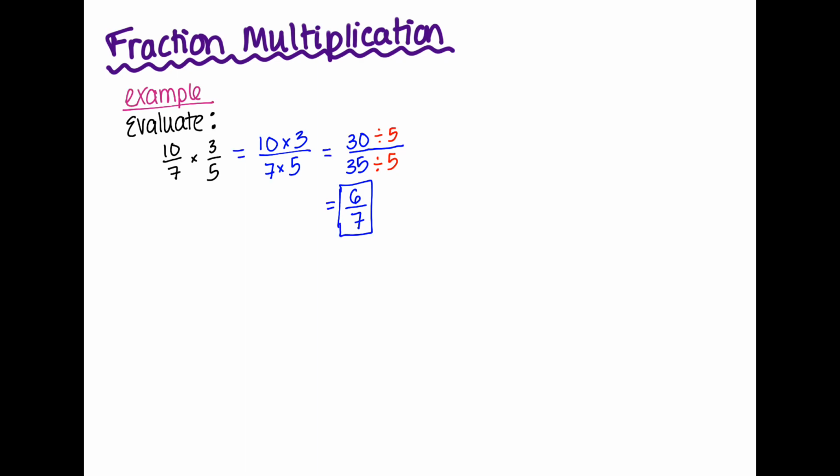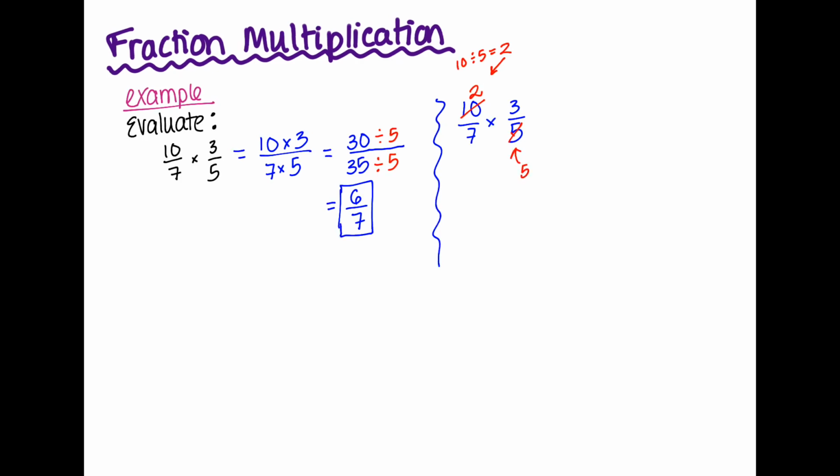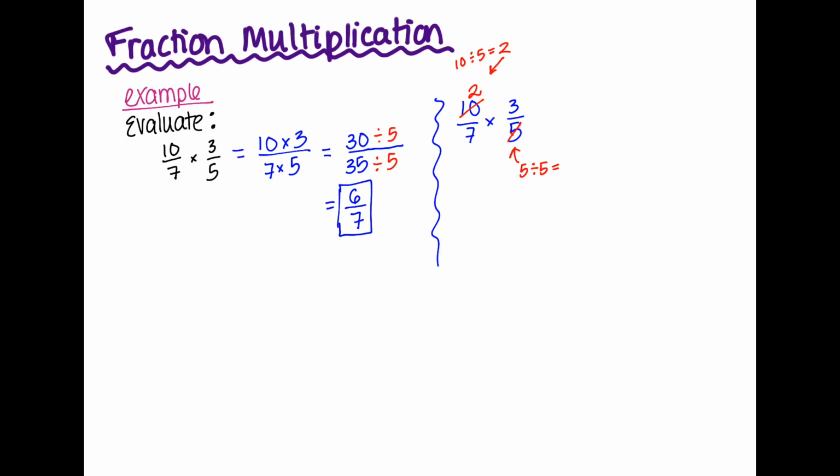Another way that we could have done this problem, let me separate the page a bit: 10 over 7 times 3 over 5. Now, one way I could have done this, I know that, let me get my pointer, 10 and 5, one thing on the top and one thing on the bottom, have a common factor of 5. So what I can do is take 10 and divide it by 5, which is 2. So I'm going to make this into a 2, and I will do the same thing with one of the factors on the bottom. 5 divided by 5 is going to give me 1, so this would become a 1.